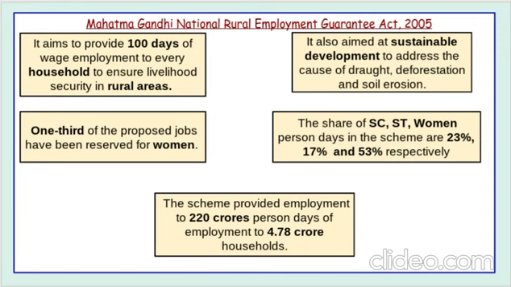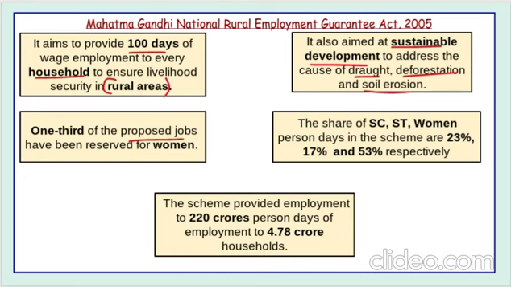It aims to provide 100 days of wage employment to every household so that there is livelihood security in the rural areas. This act ensures that 100 days of wage employment is given to each and every household in the rural areas, so they get security for their livelihood. Second, it also aims at sustainable development, to address the causes of drought, deforestation and soil erosion. Due to drought, deforestation and soil erosion, the poor people suffer more. That's why this act also aims at sustainable development.